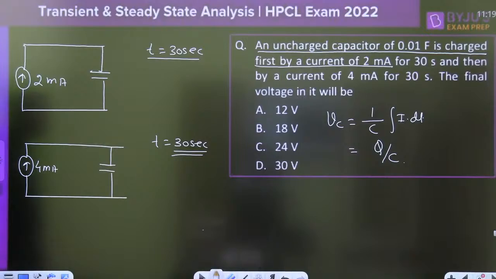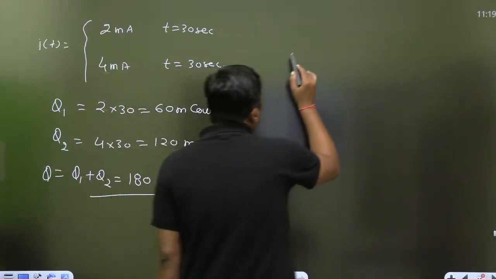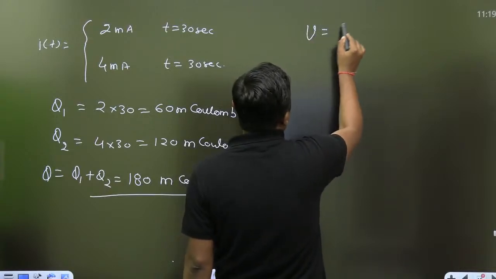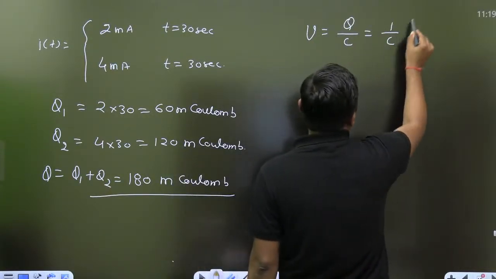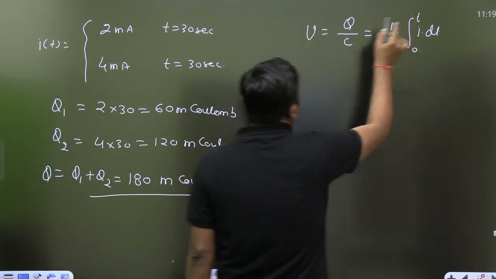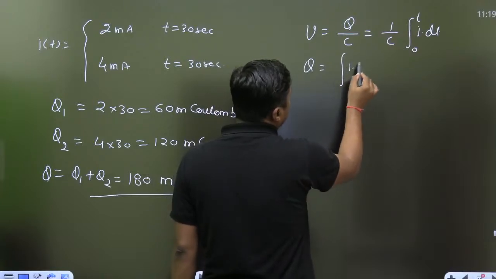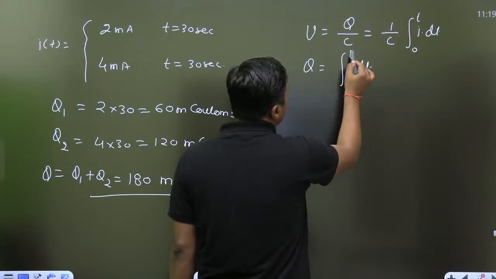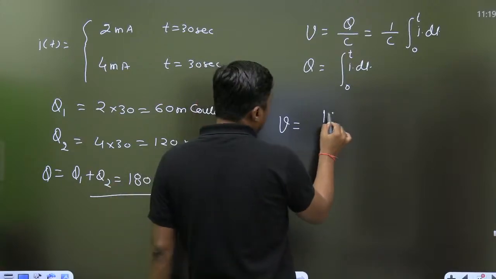Now the final voltage. Final voltage, always remember what is the relation? Voltage is equal to Q by C. From this formula we are getting 1 by C integral of I dt, 0 to t. Because what is the Q? Q is nothing but I dt. Now V is equal to what is the total charge? 180 millicoulomb.